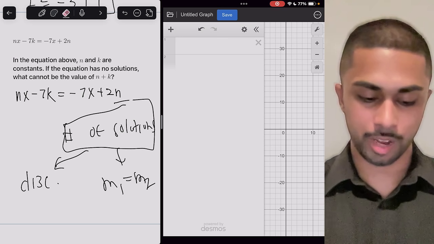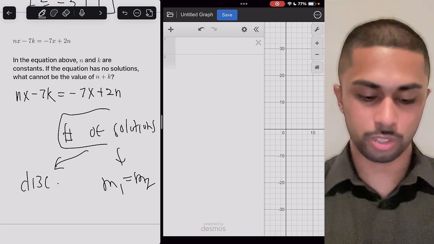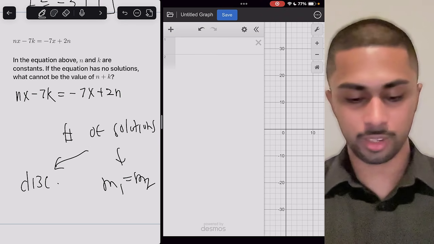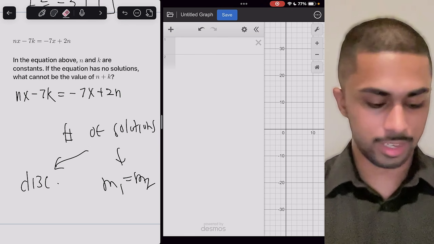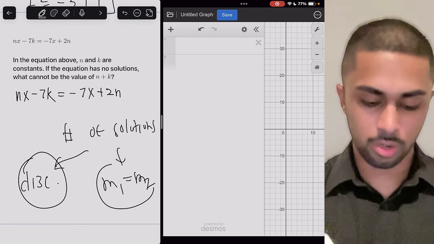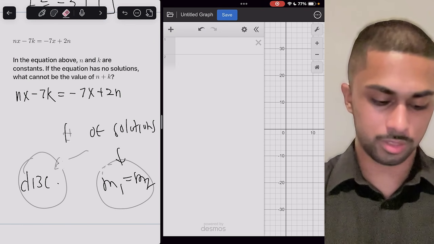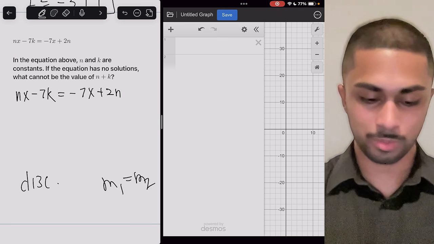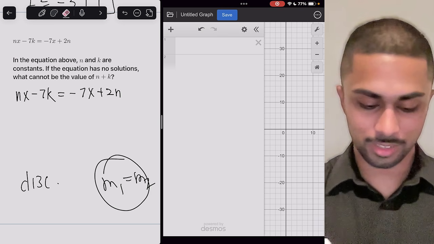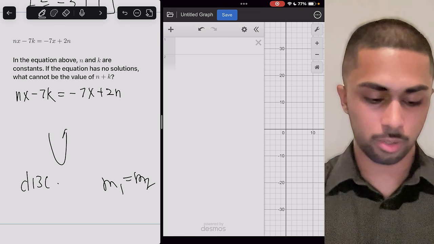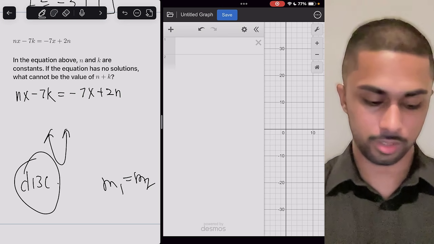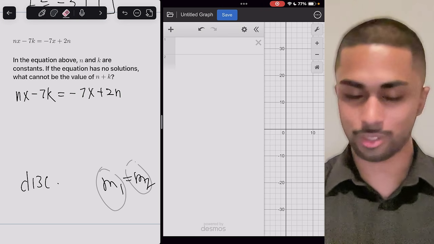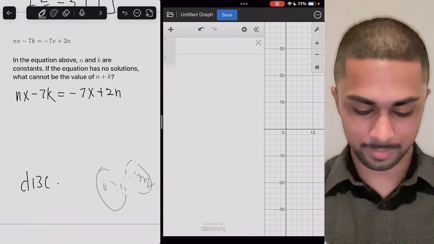Let me repeat that one more time. Anytime you see the number of solutions on an SAT question, whether it's no solutions, one solution, infinitely many, two solutions, it's either a discriminant question or you're setting two slopes equal to each other. The way you know is if there are two slopes, then you're doing this. If there's even one quadratic, then you're obviously doing discriminant. You can't set the slopes equal to each other. There's no slope in a quadratic.